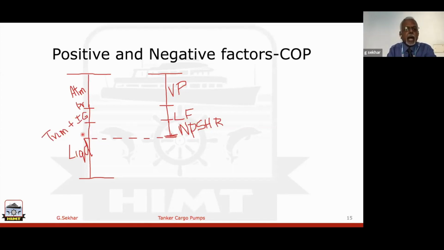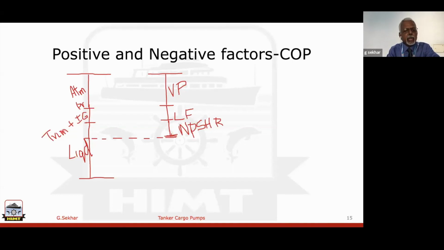Now let us see atmospheric pressure. Can we increase atmospheric pressure? Practically, it is not possible, because atmospheric pressure is constant. If you increase the atmospheric pressure, you will get a benefit here, but you cannot do that. Of course, inert gas pressure, can you increase? Yes, very little you can increase. If it is already, let us say, 600 or 800 millimeter water gauge, you can go to, let's say, 1000. But again, we have a limitation. We cannot keep on increasing.